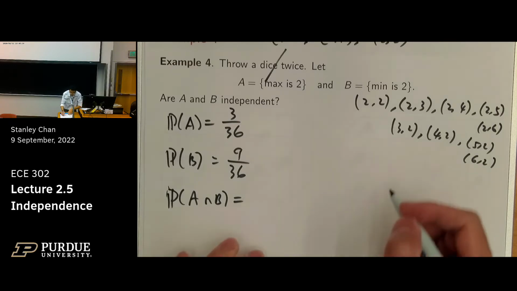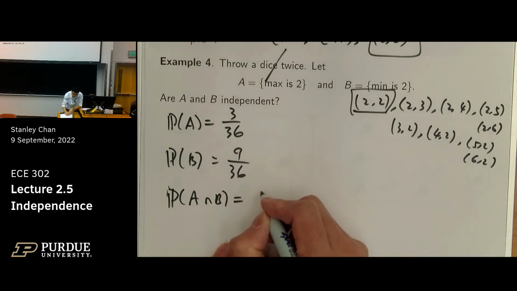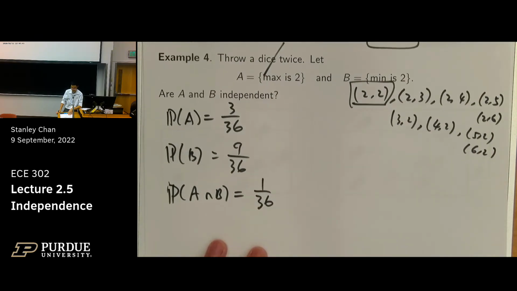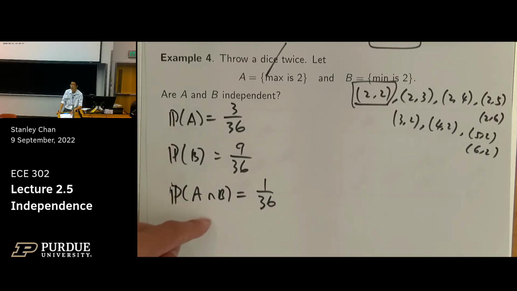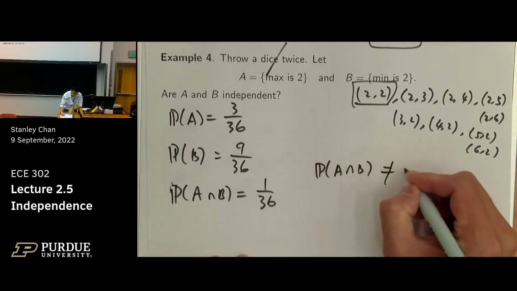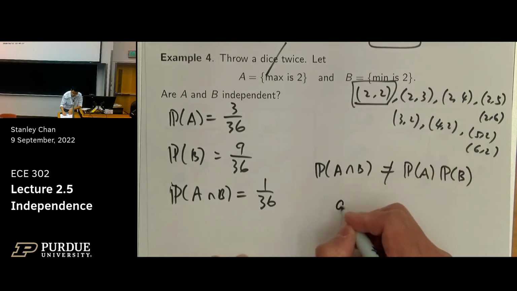So that would be the intersection of the two events. So this is going to be 1 over 36. If you multiply A and B, will you give this intersection? No. So you say that the probability of A intersect B doesn't equal the probability of A times the probability of B, and so they're dependent.